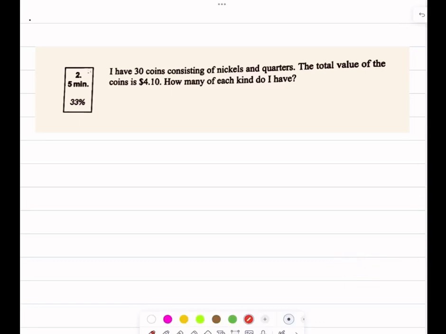Today we are solving a MOEMs problem, Math Olympiad. I have 30 coins consisting of nickels and quarters. The total value of the coins is $4.10. How many of each kind do I have?